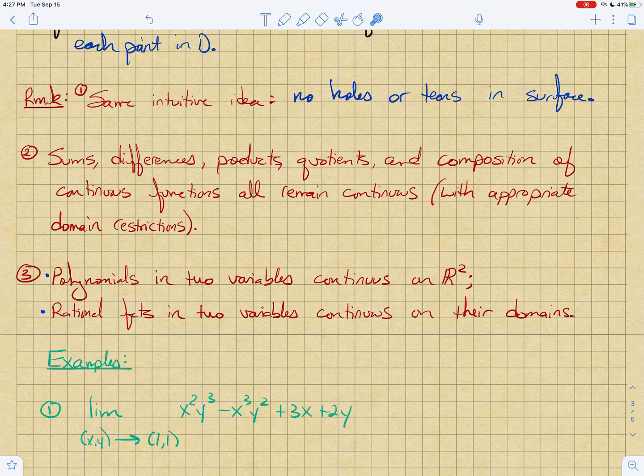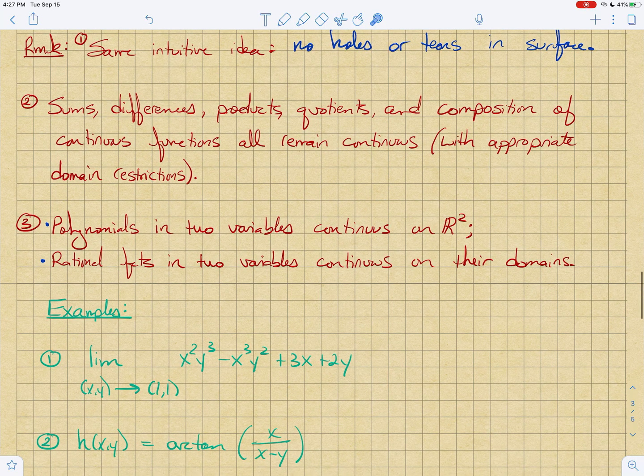So when you look at a function, you should be able to tell quickly whether it's continuous at your point or not. All right, last remark is that polynomials in two variables, it's important that we recognize these are always continuous. They're continuous at every point in R2. And then rational functions in two variables are continuous on their domains. So if the point is in the domain of the rational function, then the function is continuous there. So let me show you how this is sort of useful.